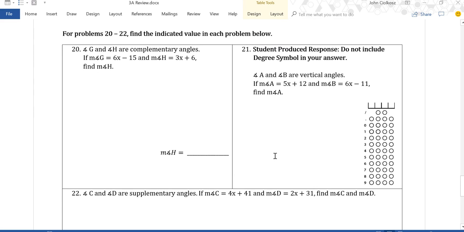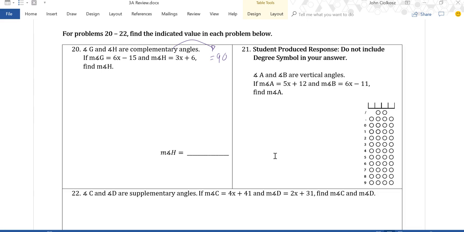Okay, so for 20, we have angle G and angle H are complementary. So I know complementary means something equal to 90. Hint, supplementary means equal to 180. So remember, if you see supplementary, that means they add up to 180. Keeping both those terms in mind, we might need them.